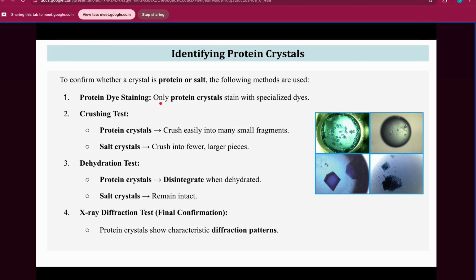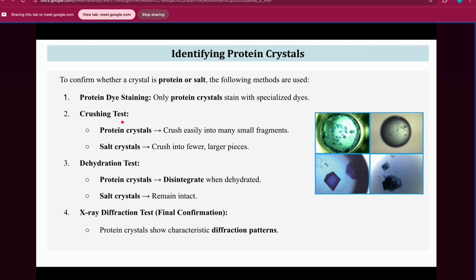One such method is protein dye staining. Protein dye staining means you will use some dye which will stain your crystals. Protein crystals have the ability to get stained with the specific dye. Only they will get colored, and salt crystals won't take up the dye. In that way, you will be able to distinguish whether the crystal you are selecting is a protein crystal or a salt crystal. So the staining method is one.